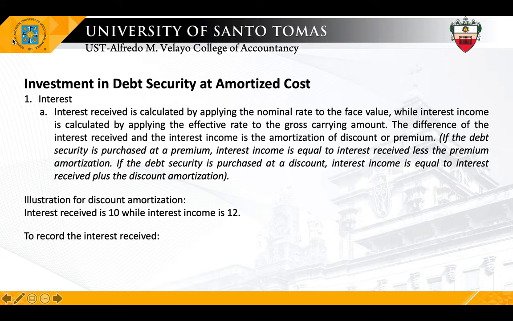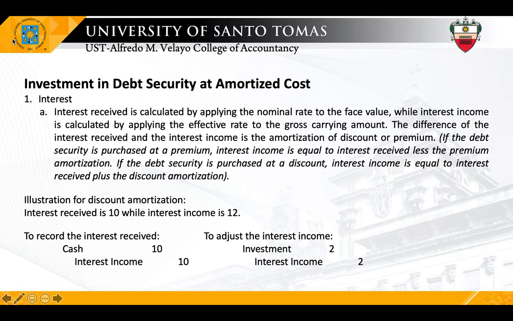So, what do we do? To record the interest received, we have debit cash, 10, and credit interest income, 10. To adjust the interest income, kasi ano dapat ang interest income? 12. So, we need to amortize the discount. So, anong magiging adjusting entry natin? Debit tayo ng investment account and credit tayo ng interest income account for the difference of 2 pesos. So, after the adjusting entry, interest income is now 12 pesos.